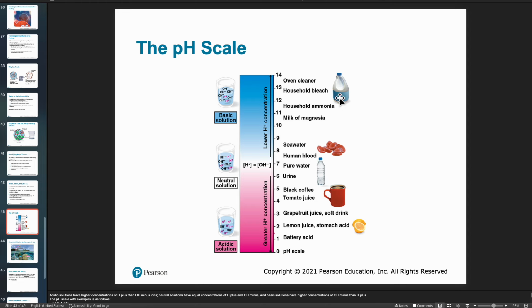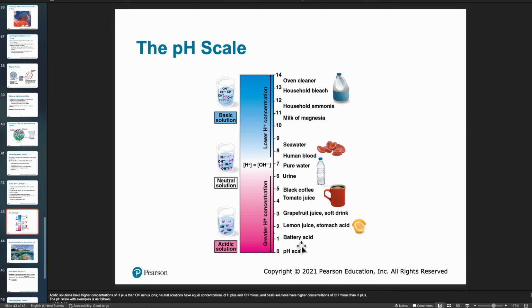Now the others that you see here just have a general idea, like grapefruit juice, fruit juices, they tend to be acidic. Milk of magnesia, ammonia, or bleach, they tend to be basic. So have some general idea for the purpose of the test. Now remember, these are log scales. That means that every time I go up from 0 to 1, it's actually a 10-fold difference.